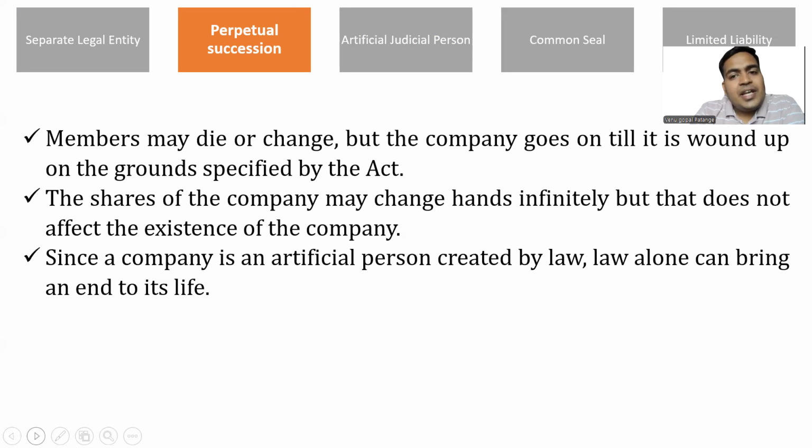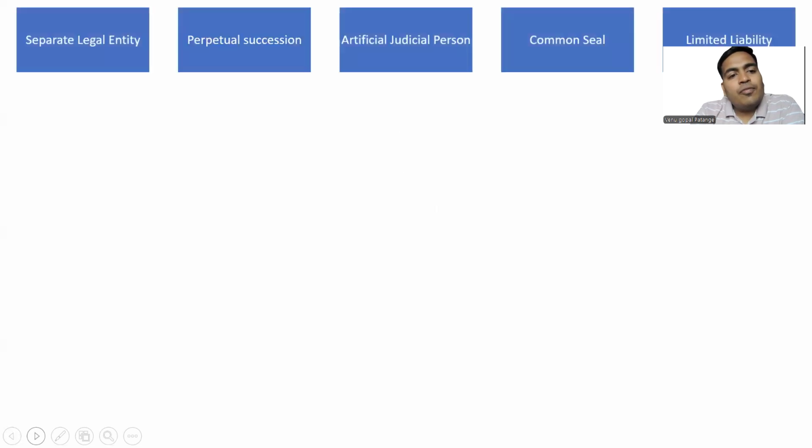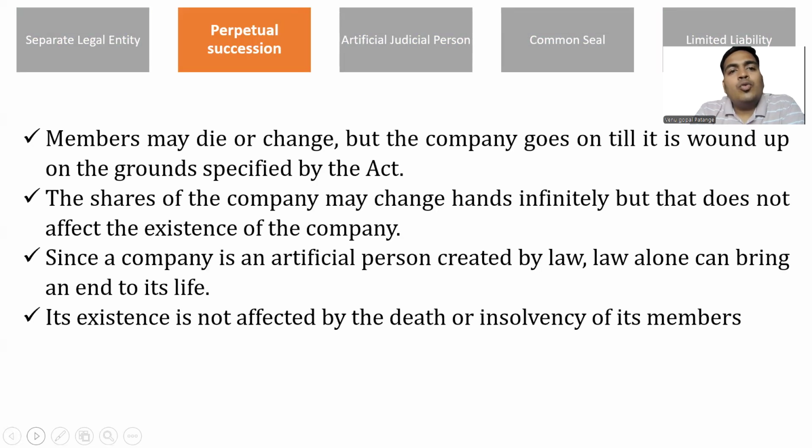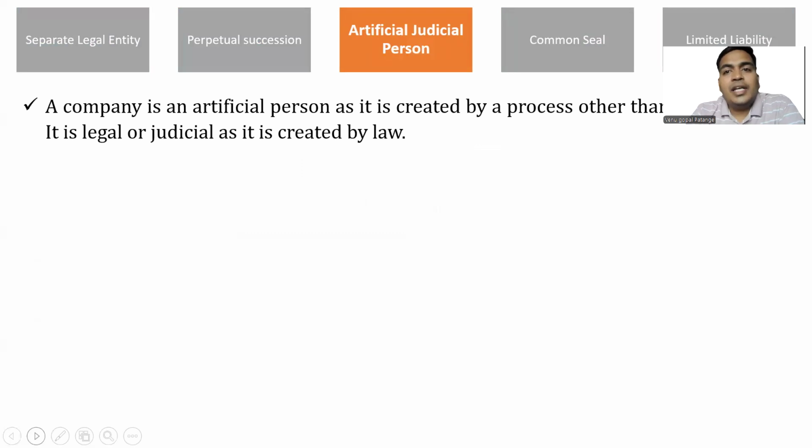It does not affect the existence of the company. As it is created by law, if you want to end the company, it also should be done by the law itself. So its existence is not affected by the death or insolvency of members. That is with regard to perpetual succession. Then we will discuss the artificial judicial person. As we have already discussed separate legal entity, this is another form of discussing the separate legal entity.